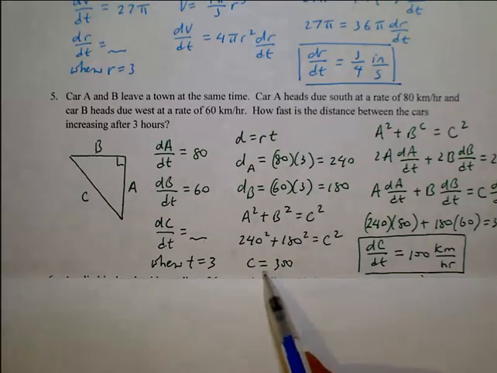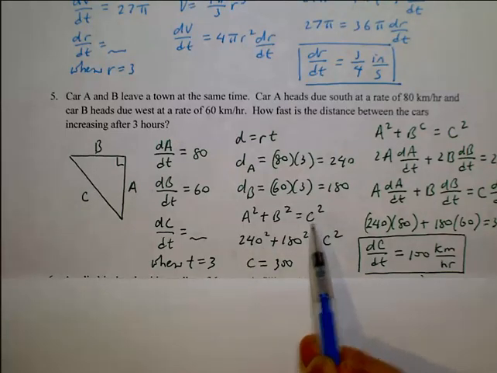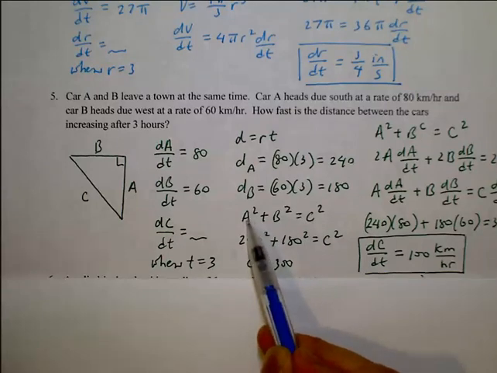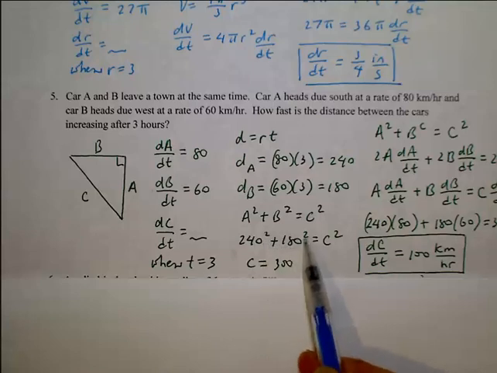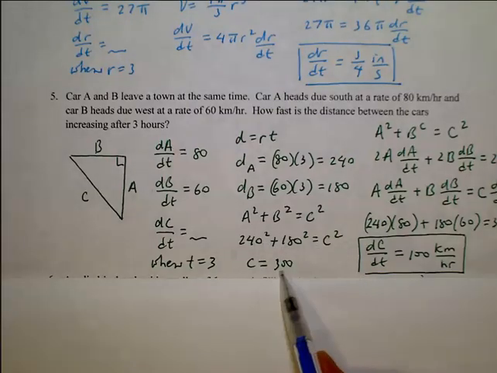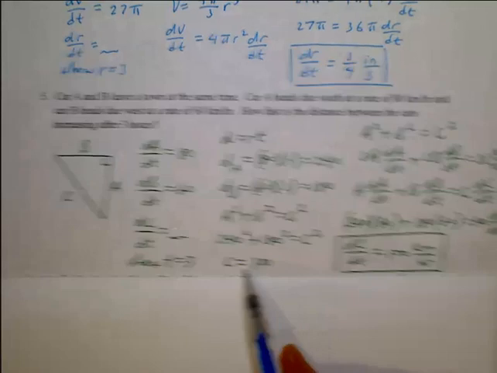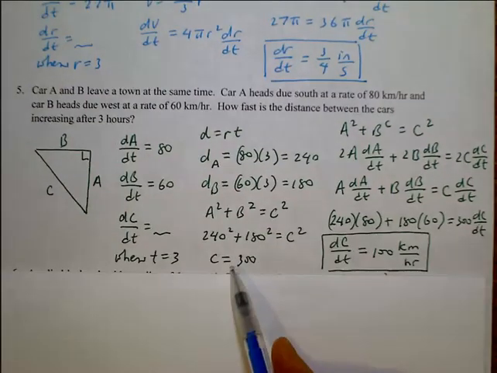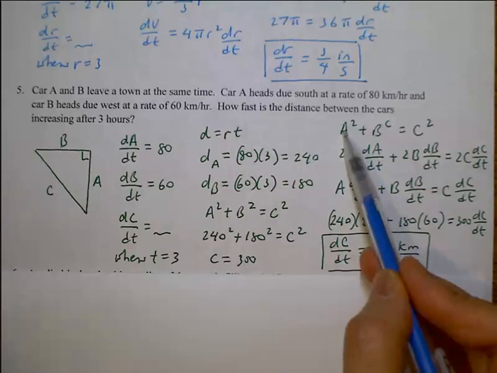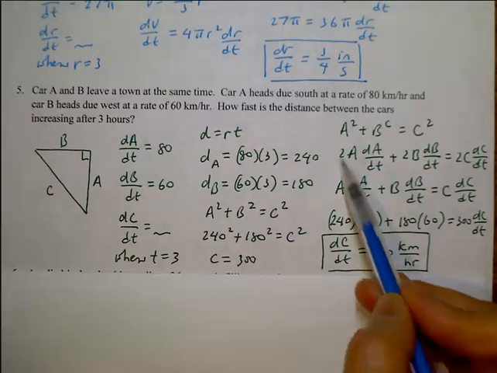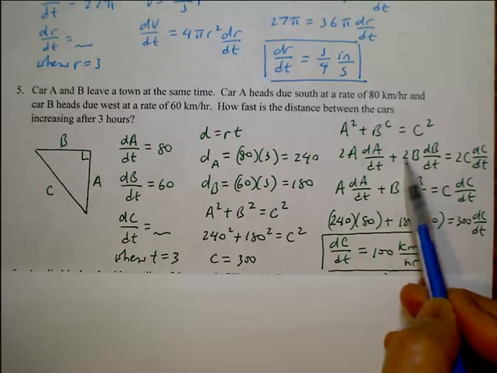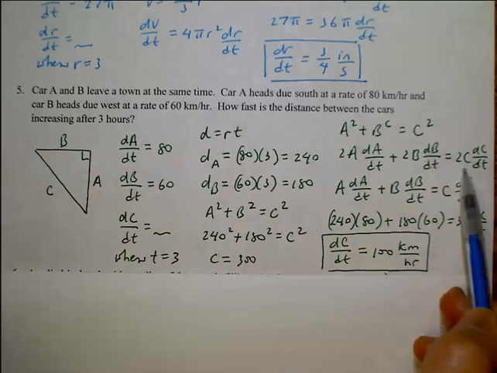And then for car C, I'm going to use the distance between car A and B. So I'm going to use the Pythagorean theorem, which is a squared plus b squared is equal to c squared. So 240 squared plus 180 squared is equal to c squared. And so c comes out to 300. Okay, so now I'm going to take the derivative using implicit differentiation. So I have a squared plus b squared is equal to c squared. Now, all of these are going to be changing, so I cannot substitute in any values before I take the derivative. So 2a dA/dt plus 2b dB/dt is equal to 2c dC/dt.